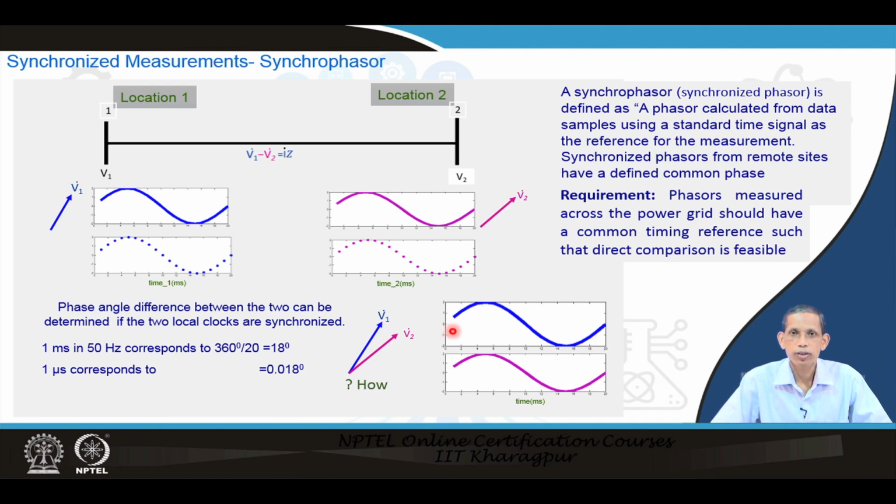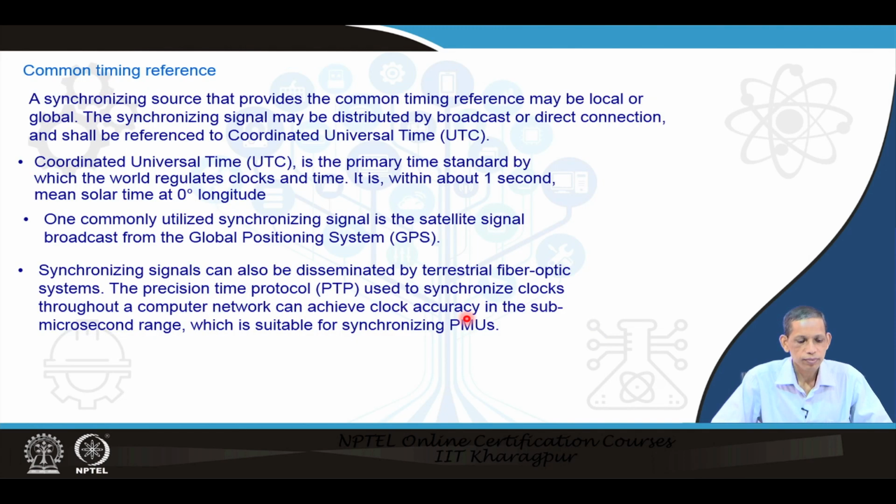So, from this discussion, what we say is that unless these devices have the same time, we cannot have a meaningful comparison of these phasors. So, what is that common time reference which can be achieved from a power system application perspective? That is the beauty of this technology. A synchronizing source that provides the common timing reference may be local or global. The synchronized signal may be distributed by broadcast or direct connection, in terms of fiber optic cable or so, and shall be referenced to coordinated universal time, UTC.